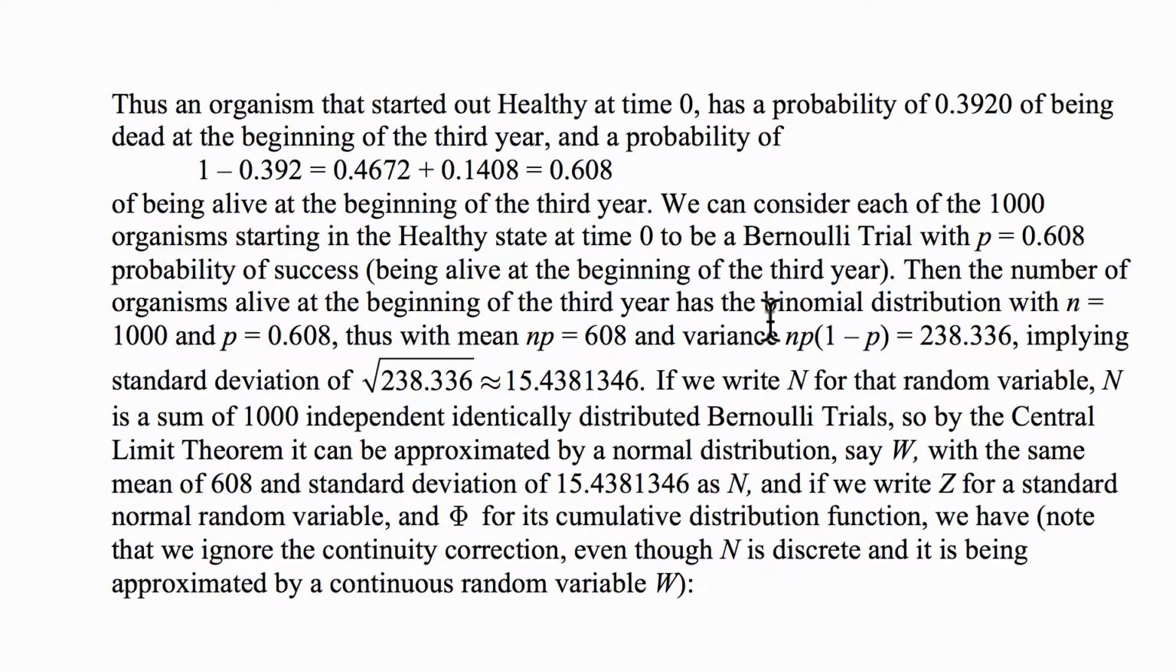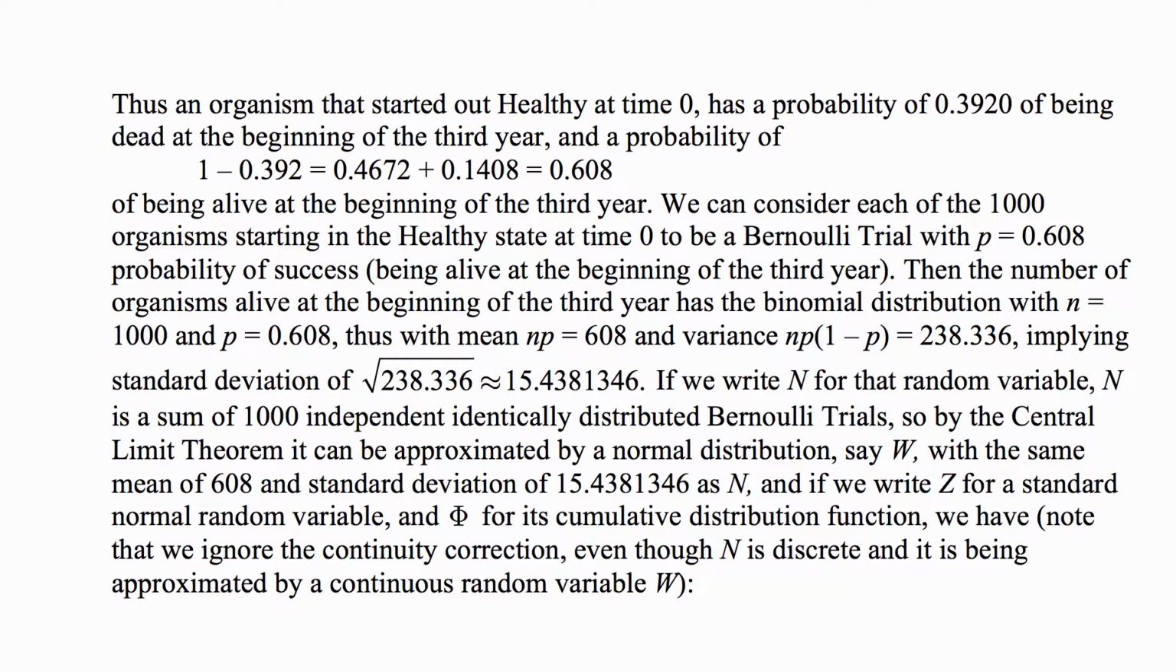And we can consider each of the 1,000 organisms starting in the healthy state at time 0 to be a Bernoulli trial with p equal to 0.608 probability of success, with success defined as being alive at the beginning of the third year. Then the number of organisms alive at the beginning of the third year has the binomial distribution with n equal to 1,000 and p equal to 0.608. So its mean is np, which is 608, and the variance is n times p times 1 minus p, and that is 238.336. And the square root of that, 15.4381346 approximately, is the standard deviation.